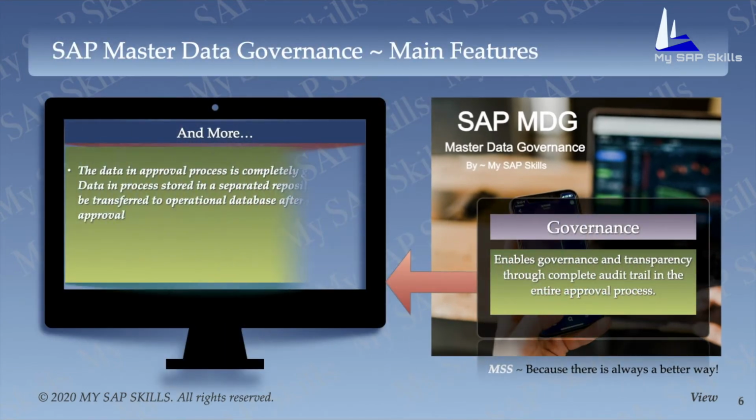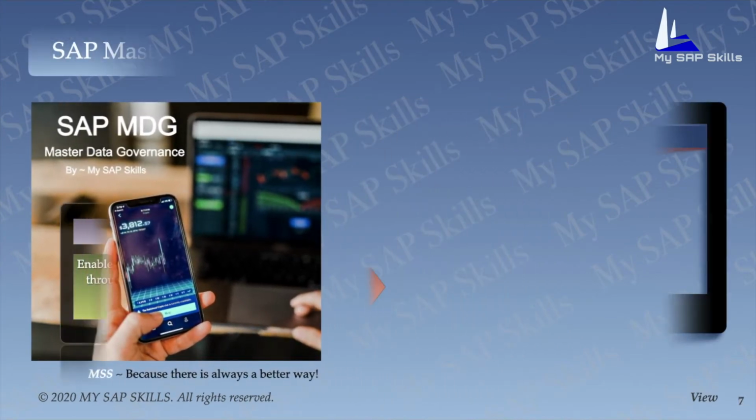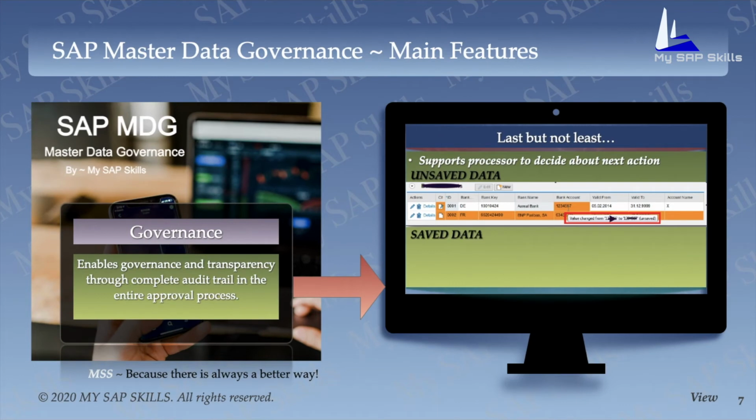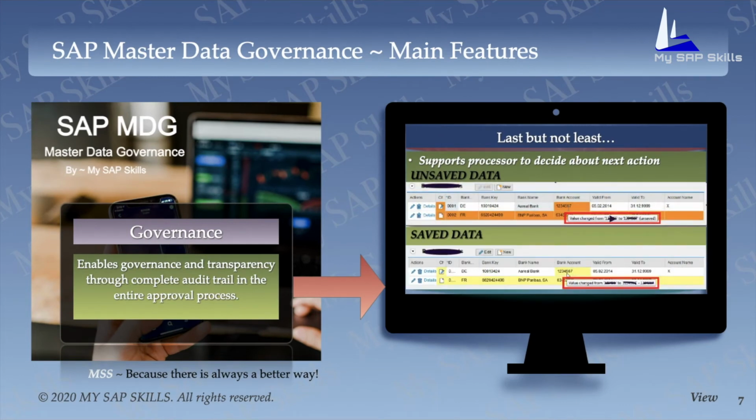The data in the approval process is completely governed. Data in process is stored in a separate repository, which is called the staging area of MDG, and gets transferred to the operational database only after final approval from the business. All changes are highlighted in the change request. Saved changes and unsaved changes are shown in two different colors, as you can see on the screen. This helps the processor to decide on the next action.